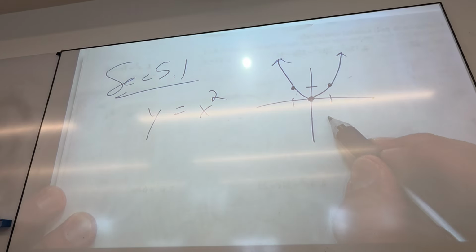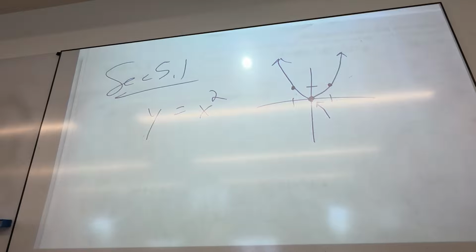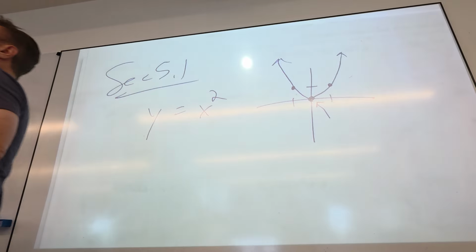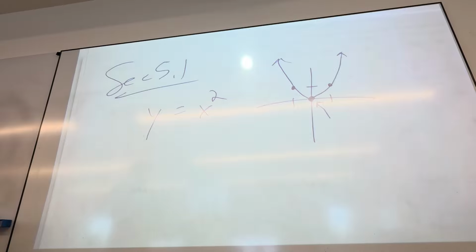Does anyone remember what this thing right there is called on that parabola? Vertex. A slightly better thing to call it, to be honest, is the turning point. But vertex is the official name, yes? But do you see how turning point actually makes a little more sense? It's the point where it turns.